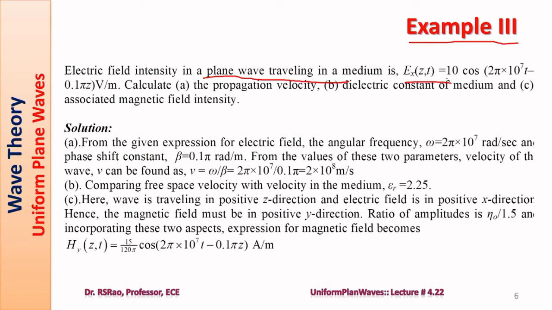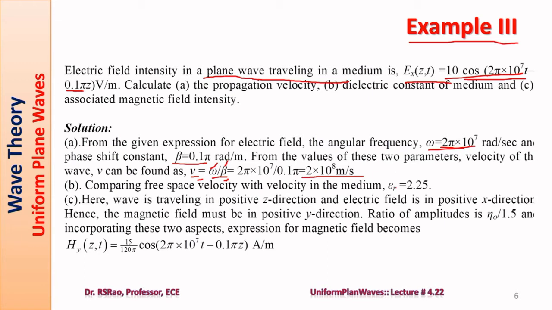Solution. By observing the field expression, omega is 2 pi into 10 power 7 radians per second. The phase shift constant is 0.1 pi. From the values of these two parameters, the velocity V can be found. V equal to omega by beta. Omega is known, beta is known. The ratio can be calculated. It turns out to be 2 into 10 power 8 meters per second. Note that it is less than 3 into 10 power 8 meters per second, so this is not a free space medium.